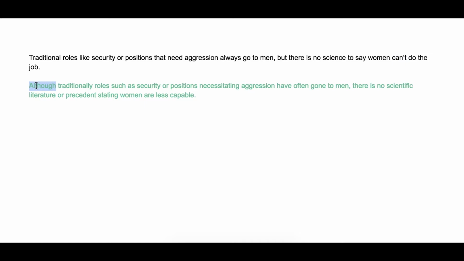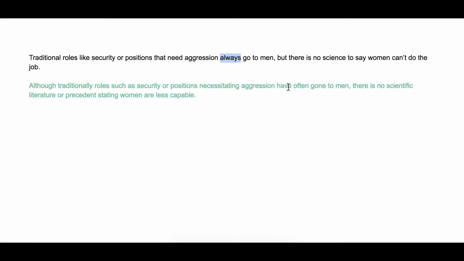Next one. Here I started with a conjunction, so I'm more likely to pick up points because I'm showing the examiner I've got the grammatical range. So, although traditionally roles such as security or positions necessitating aggression have often gone to men. This is slightly uncommon, and it's more sophisticated than using a simple structure that's saying that need aggression.